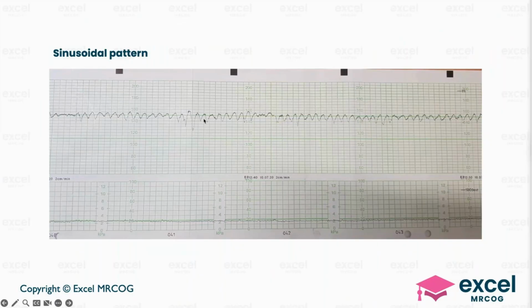Yes, ma'am. What's seen here is a heartbeat which is going up and down, up and down, up and down, up and down. Seesaw, seesaw, seesaw. Seesaw is sinusoidal. Why is this problematic? It is pathological. There is no normal time that you see a sinusoidal pattern.